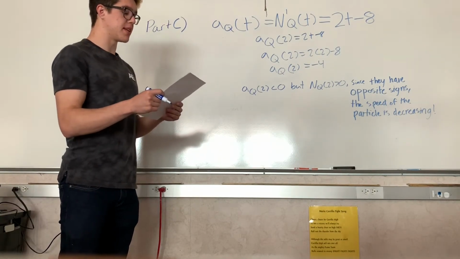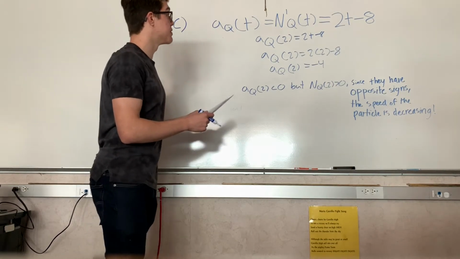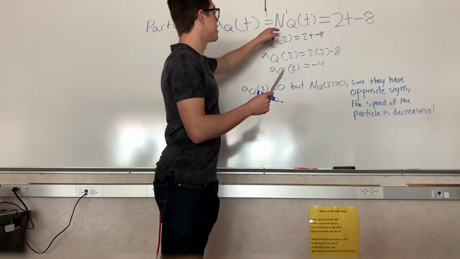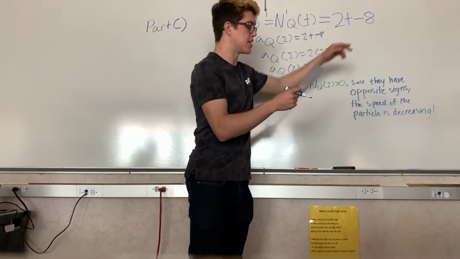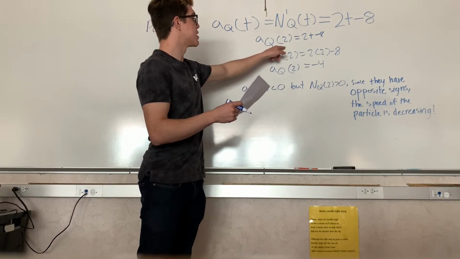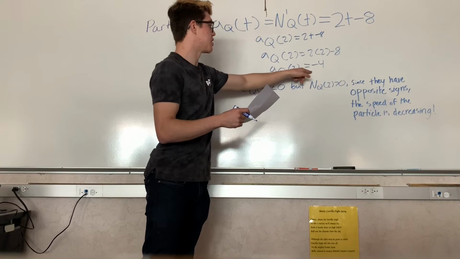So, since we need to find the acceleration of particle Q at time t equals 2, we use the derivative of the velocity equation, and that gives us 2t minus 8. So, at time t equals 2, we plug in 2 into this equation, and this would be 4 minus 8, which is equal to negative 4.